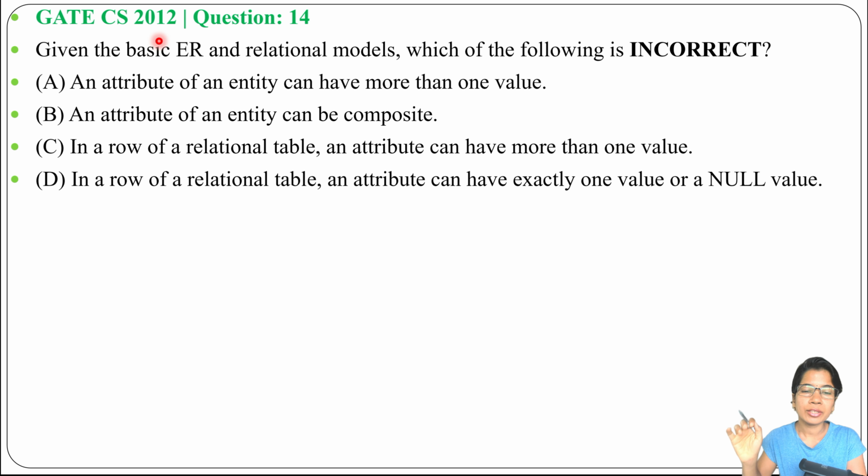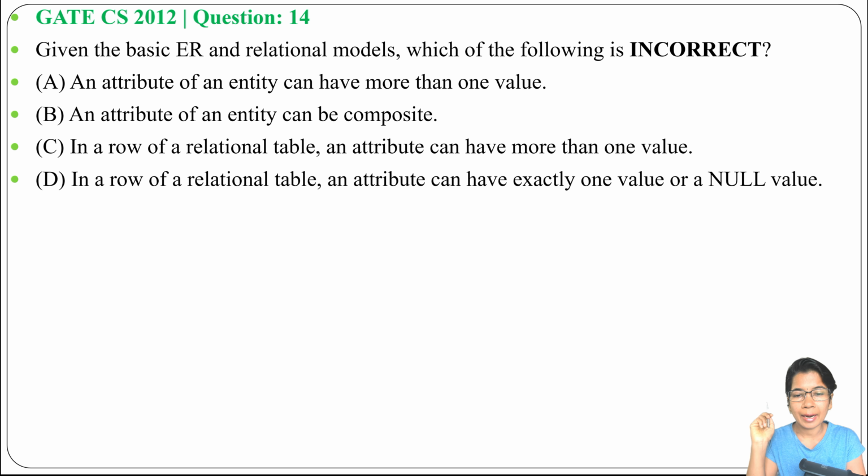Hey everyone, let's solve one previous question of DBMS. This question was asked in GATE CS 2012, question number 14. Given the basic ER and relational model, which of the following is incorrect? And 4 options are given. Let's check one by one option.